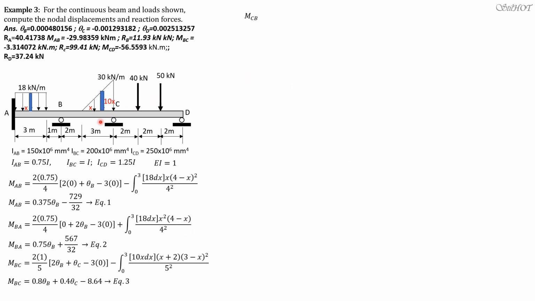Then moment CB is 2 times 1 over 5 times the quantity 2 theta B plus 2 theta C, minus 30, plus the integral of 10x dx. This time we interchange the squared factor. This time (x plus 2) is squared, then (3 minus x) over 5 squared. Moment CB is equal to 0.4 theta B plus 0.8 theta C plus 22.86.